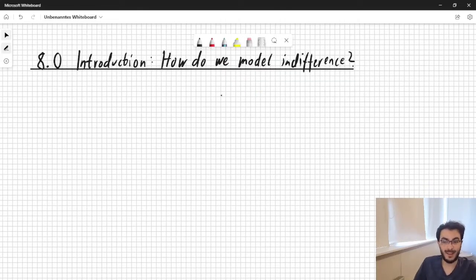So why do we care about modeling indifference? And also, what do I mean by indifference? So imagine, we talked about the last video where we talked about conjugate priors. We talked about how to basically choose priors when we have at least some idea on how our hidden parameter theta behaves.